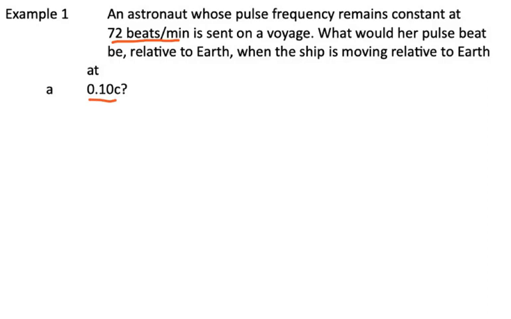Now, the key thing in any of these questions is to determine whether this is the frequency for a stationary observer or for a moving observer. The person observing the heartbeat would be the astronaut themselves, so this would be stationary compared to the observer. So the frequency would be 72 beats per minute. And the time interval is defined as 1 over the frequency, how long it takes one beat to happen. So 1 over 72 should be 0.014 minutes.